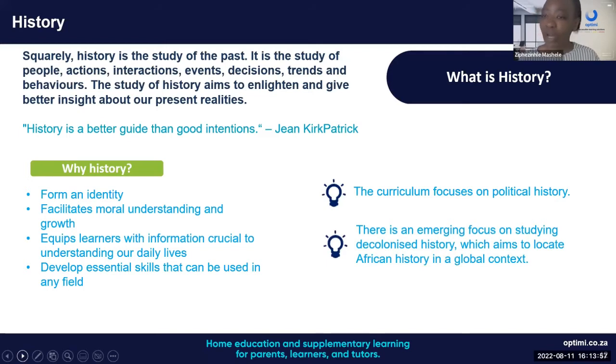And also there's an emerging focus on decolonizing history. And this is because we want every African learner to be able to locate themselves in the global context, to be able to see how global events affected not only Africa, not only South Africa, but the world, and how Africans and South Africans played a part in different events that took place in different circumstances that we find ourselves in.